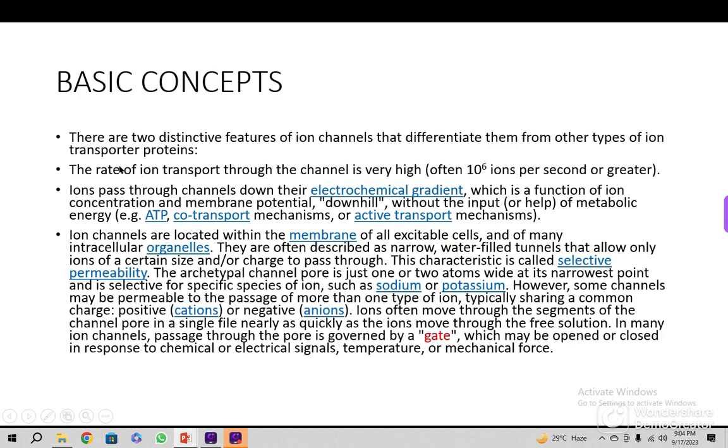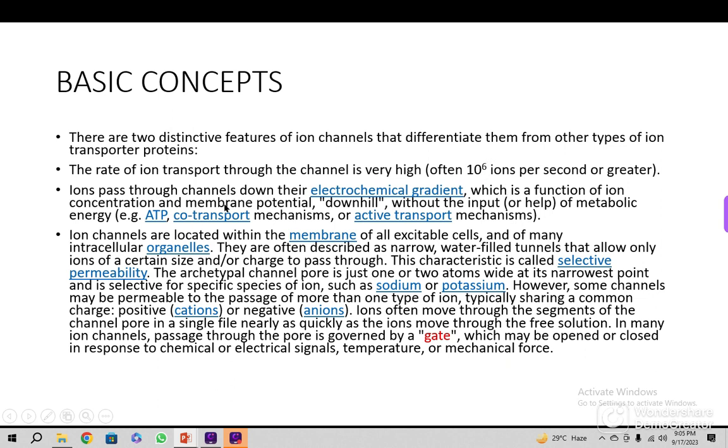The basic concept is that there are two distinct features of ion channels that differentiate them from other types of ion transporter proteins. The rate of ion transport through the channel is very high. It is often 10⁶ ions per second or greater. It is much higher, trillions of ions. The other transport proteins are not like this. Their rate is lower, not higher. They can't do this type of influx.